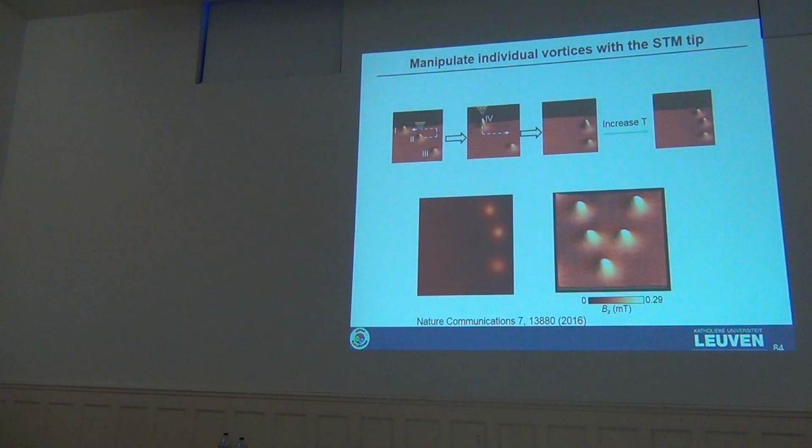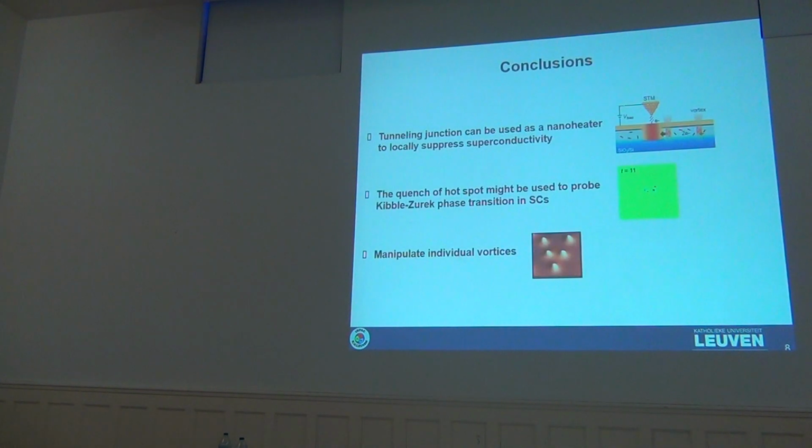And then by dragging, we have written this V for vortex, and like many other groups, we have shown that with scanning Hall cross and with this heating from our cheap STM tip, you can drag vortices individually, one by one, and doing that you can do some vortex manipulation.